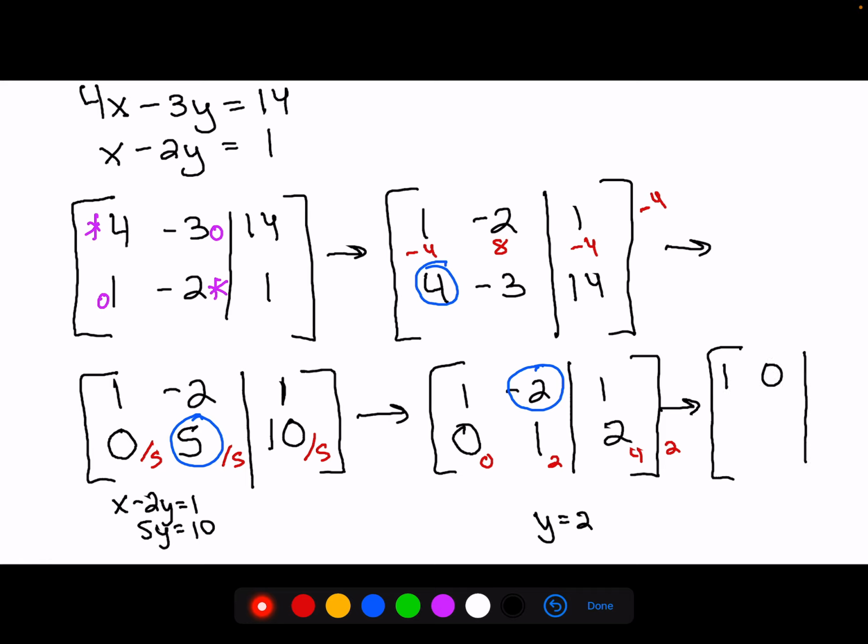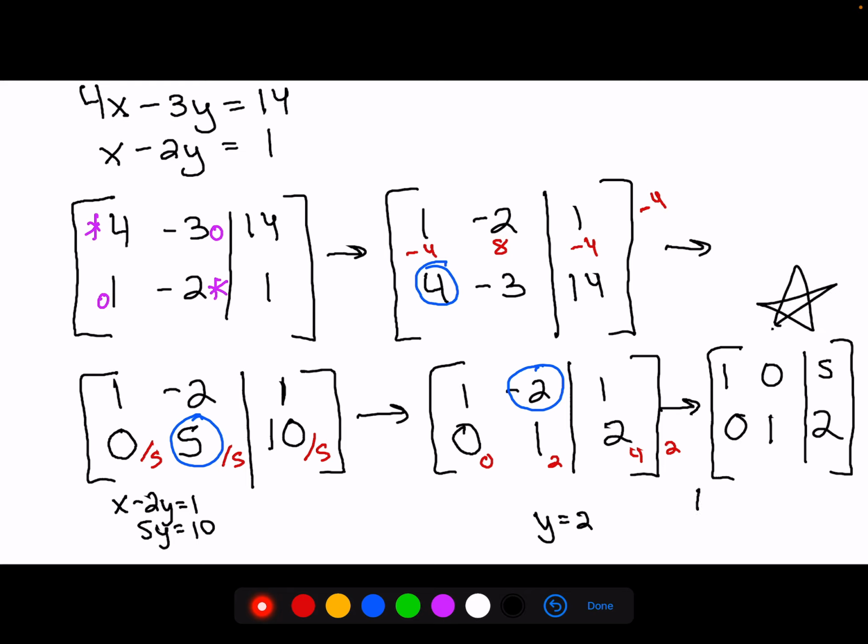0, and 5. And then on the bottom, we still have 0, 1, and 2. We're not actually changing that second row right now, but we're using a multiple of it to add to the first row. But now we've got what we want. This is the matrix that tells us our answer.